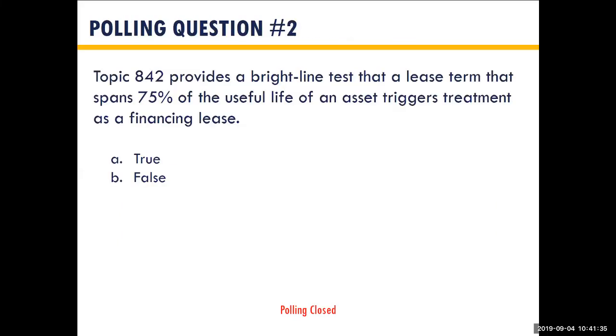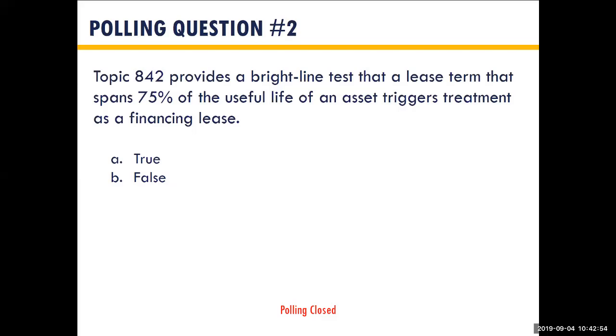So another polling question to go through. Topic 842 provides a bright line test that a lease term that spans 75% of the useful life of an asset triggers treatment as a finance lease. True or false? So 60% said false on that. That is true. That 842 does not provide that bright line test anymore. It just says it's a major part. Maybe a little bit tricky is that within the footnotes of the standard, it does say that a reasonable basis would be 75%, but it is not actually in the standard.